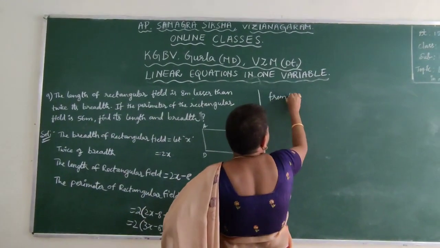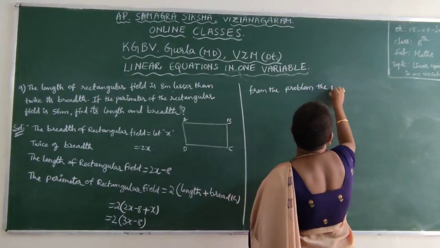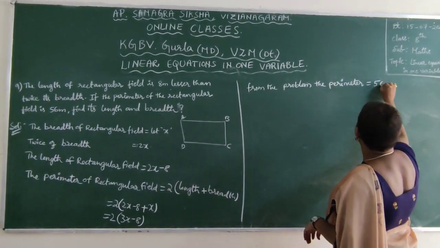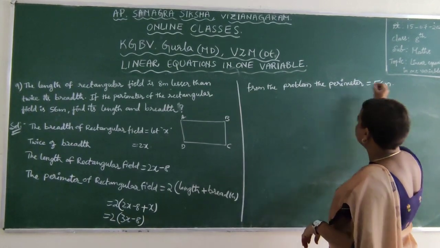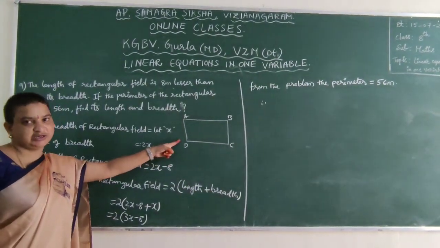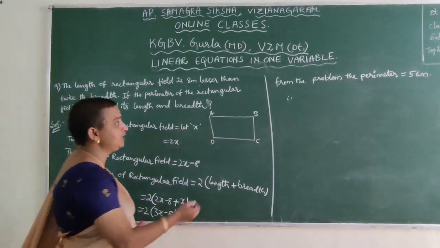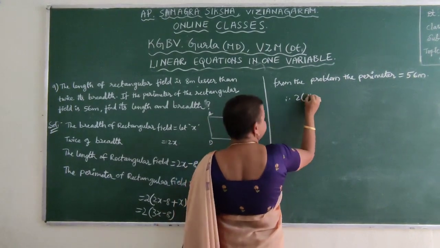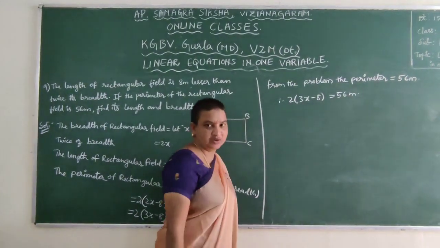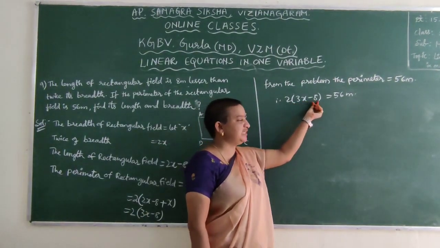From the problem, the perimeter is equal to 56 meters. So therefore, this is also a perimeter of the same rectangular field. That's why, therefore, 2 into 3x minus 8 is equal to 56 meters. Okay, children? So here, 2 multiplies the algebraic expression 3x minus 8.